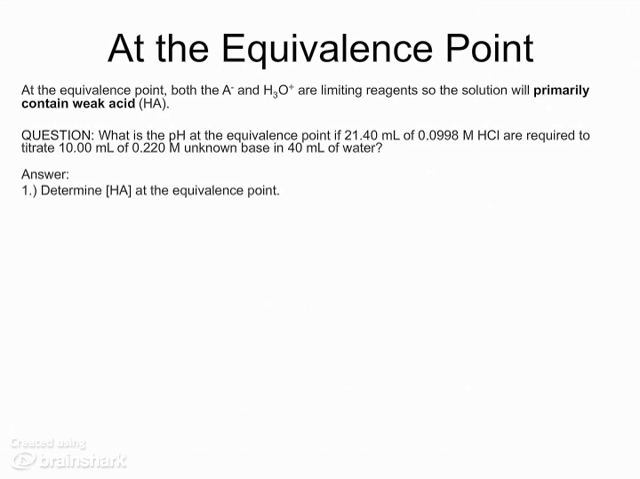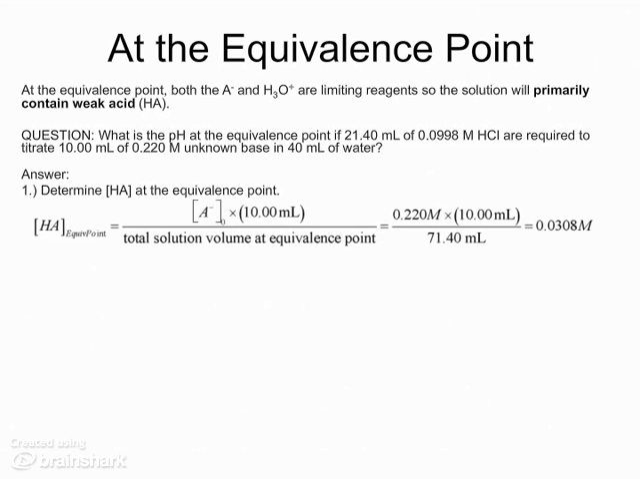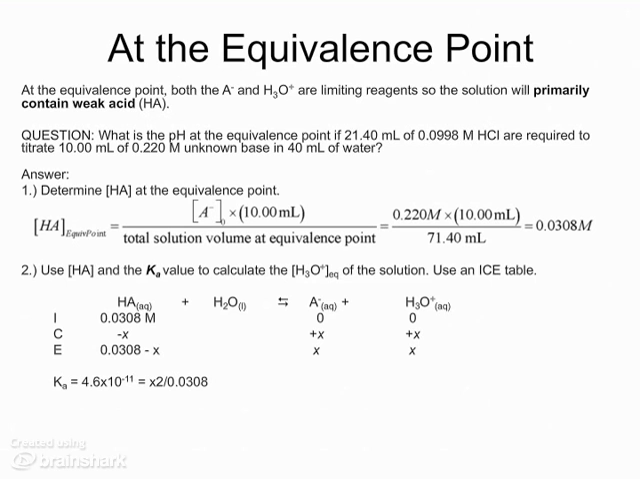So first we're going to determine HA at the equivalence point. To do this, we're going to find the moles of A- and assume all of these were converted to HA. So we take the concentration of A-, multiply by the volume we used, and divide by the total solution volume. So we have 0.220 molar times 10 milliliters divided by the 71.4 milliliters, and we get 0.0308.